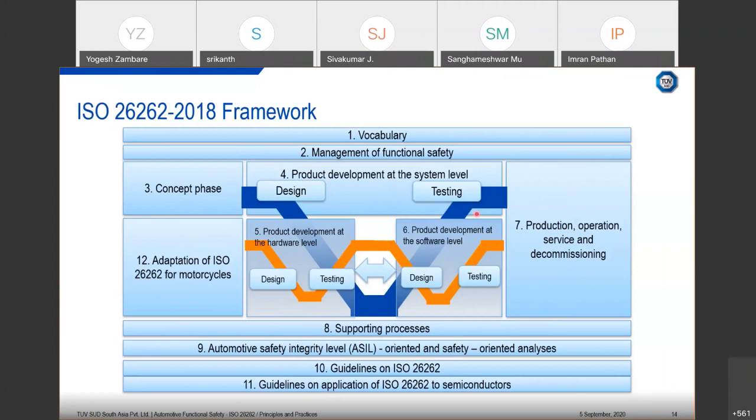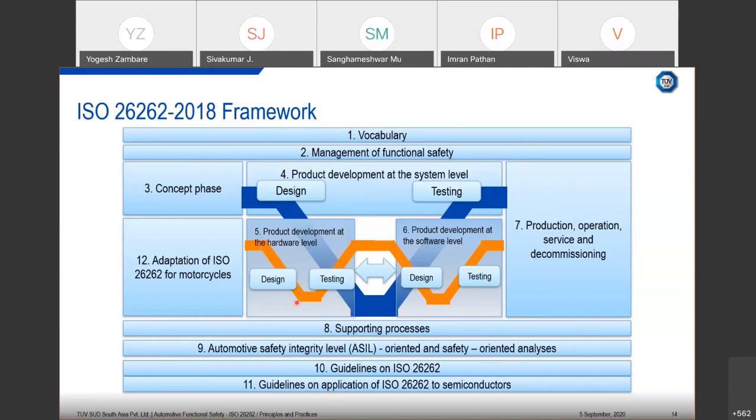And when I come to part 4, product development at system level, it covers the left hand side of the V as well as the right hand side of the V. I think you can see the blue color one, dark blue. So the left hand side of the V covers the technical safety requirement and technical safety concept, associated with the system design, I mean the architecture overall. So on the other side, the various levels of item integration and testing and the safety goal validation are covered by part 4.